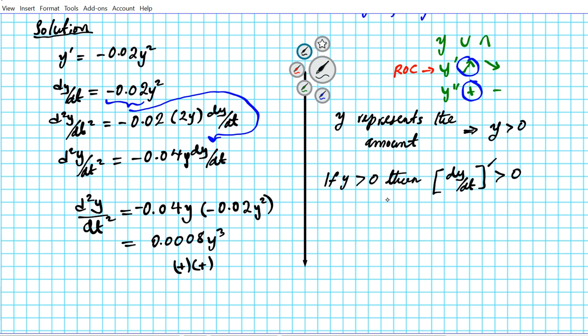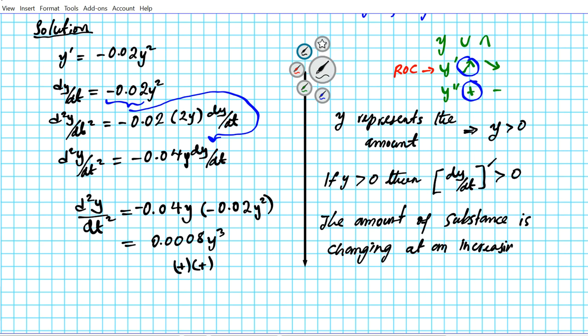So if y double prime is positive, that tells us that the amount of substance is changing at an increasing rate. The amount of substance is changing basically represents the rate of change of the amount. The amount of substance is changing at an increasing rate. This is the sign of the derivative of the rate of change. So there goes the answer to question number 5D.